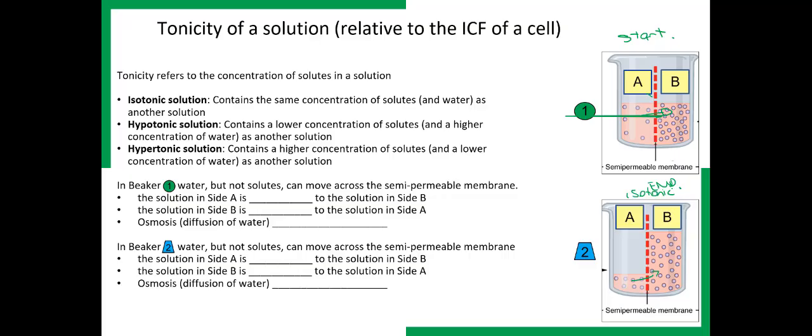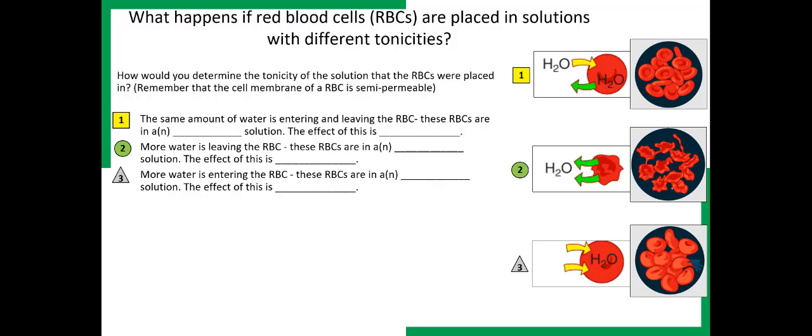This type of movement of water actually happens in and out of red blood cells. This occurs when we place a red blood cell into a beaker that has a solution with a different tonicity to the tonicity of the red blood cell, right? So remember, the red blood cell has a specific tonicity, and we're again assuming that the cell membrane of the red blood cell is semi-permeable, which allows free movement of water in and out.